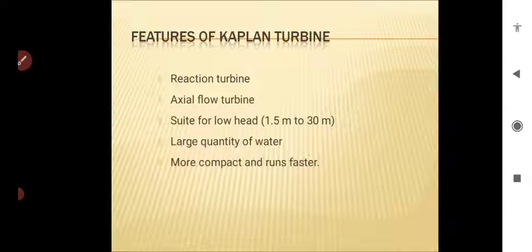Kaplan turbine is an axial flow reaction turbine. This turbine is for low head and high flow rate. It is suitable for low head, that is 1.5 meter to 30 meter. A large quantity of water is used for this Kaplan turbine, which is more compact and runs faster.